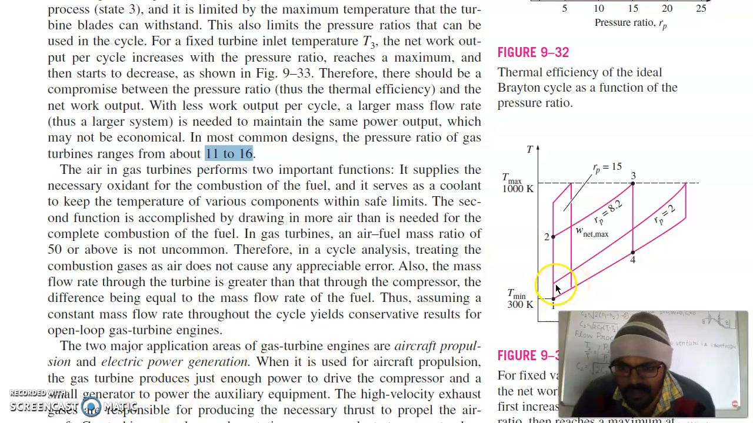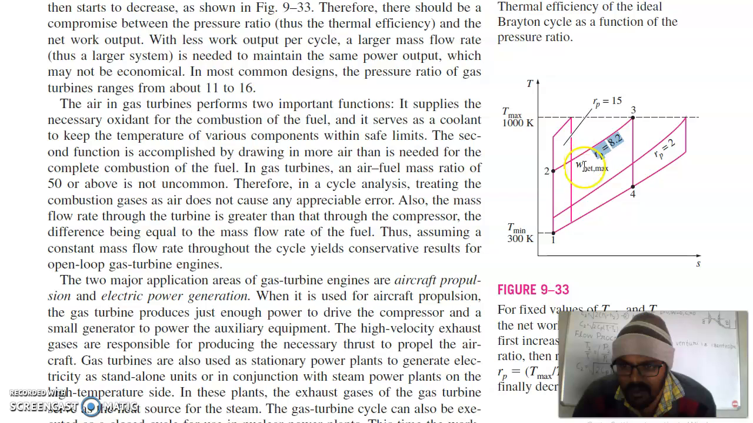As you can see, to compress the gas we have to give some work. So this much work is consumed here, this much 1 to 2 work is consumed here, and this much work is consumed here. So to obtain the maximum net amount of work, you have to select an optimum pressure ratio, and here it is Rp equal to 8.2.